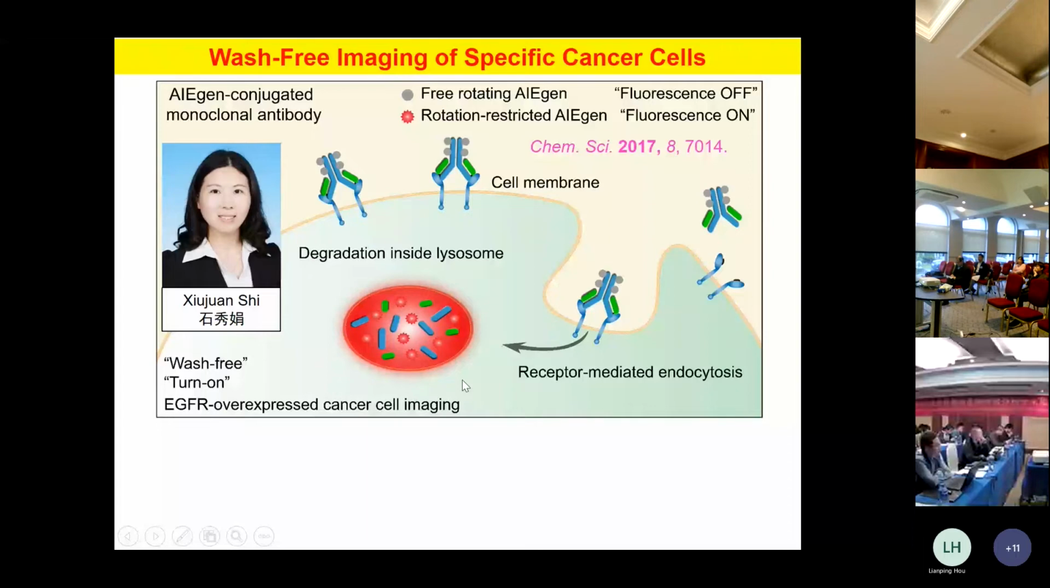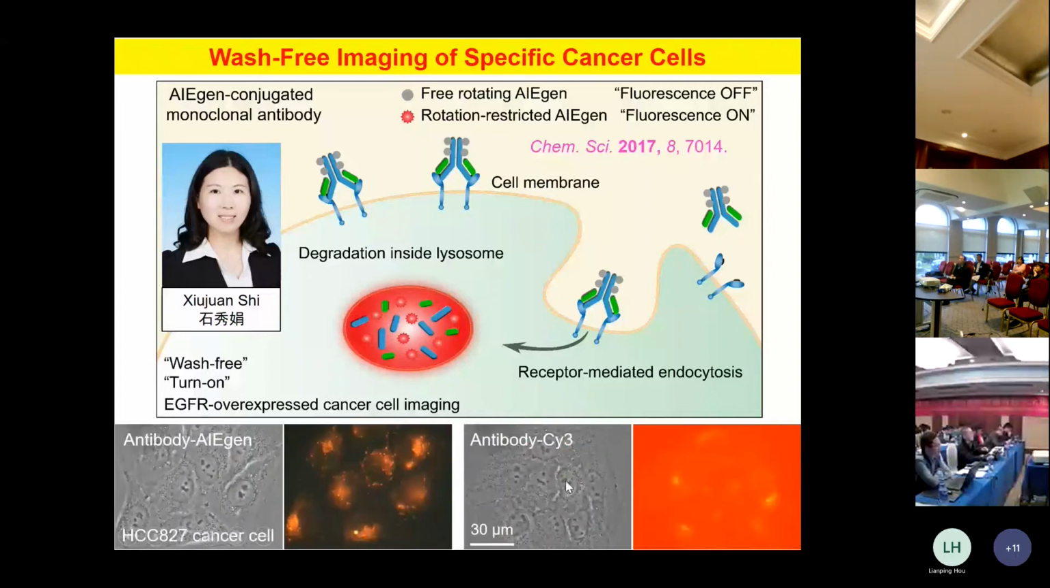Okay, so here, this is a commercial system, antibody Cy3. Some of you probably have used it. And you can see when you put this commercial conjugate into the incubation system, everywhere is emitting. So the cancer cell will change the color a little bit, and the brightness will change a little bit. So if you want to do high resolution imaging, you have to wash off the unstained dye molecules.